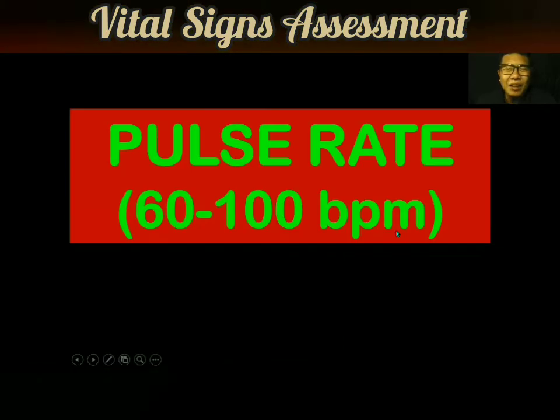Okay, now let us go to the first vital sign, which is pulse rate. What is recorded there? 60 to 100 beats per minute. BPM is beats per minute. This is the normal pulse rate. So if you will record pulse rate later on, and that is ranging from 60 to 100, that is normal.